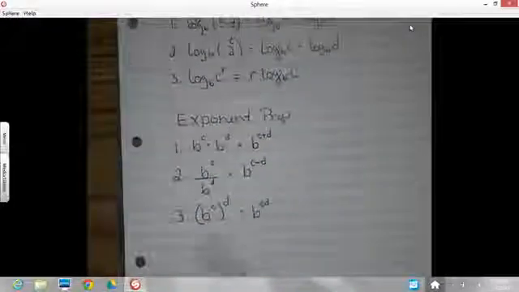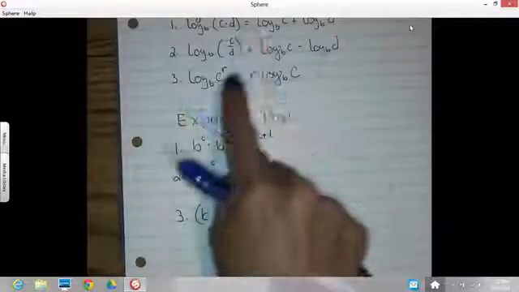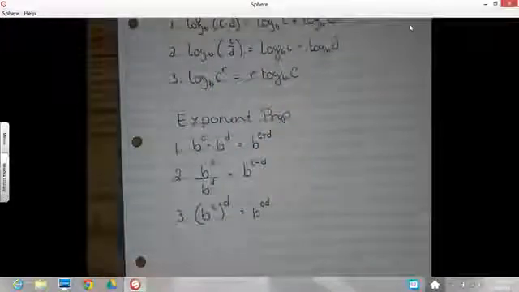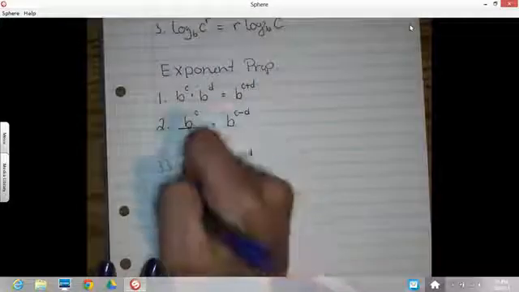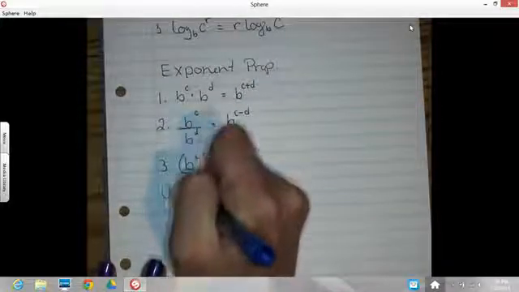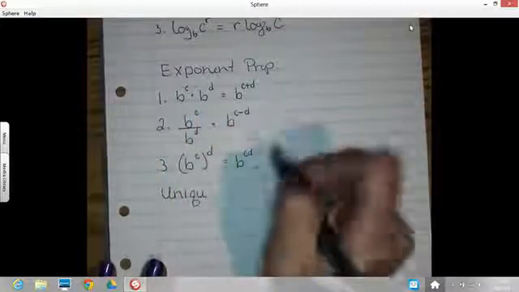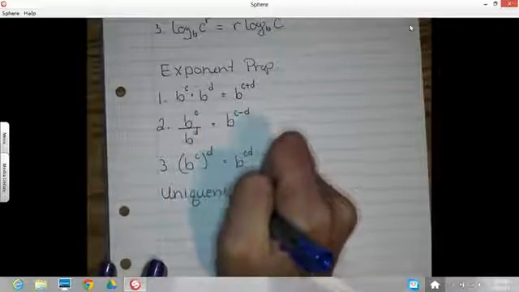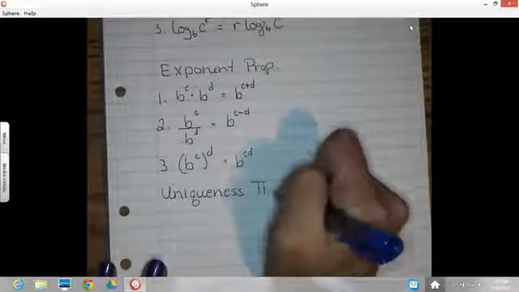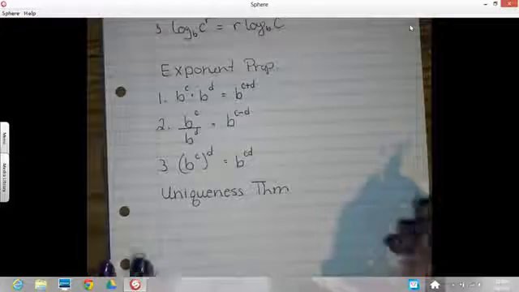So we are doing 3 proofs. We're going to prove each one of these properties for the natural log function. And what we're going to use to prove them is called the uniqueness theorem. You may have to give this back to me at some point. Hint, hint. The uniqueness theorem says, and it's very easy, it's 2 parts.